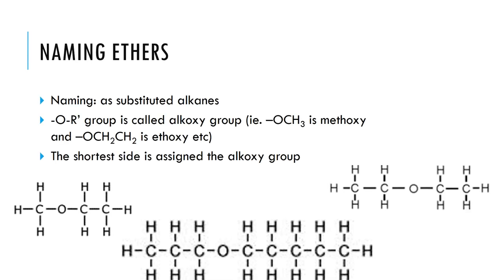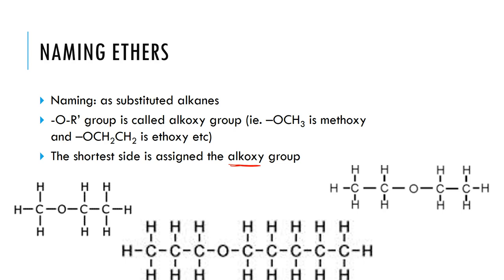Okay, if we look at naming our ethers, these get a little bit tricky. We need to figure out what our shortest chain is and then our longest chain. The shorter chain gets what we call an alkoxy name, okay? Alkoxy being an oxygen-containing alkyl group. So we have the OR group, which is our alkoxy. So these become methoxy or ethoxy, okay?